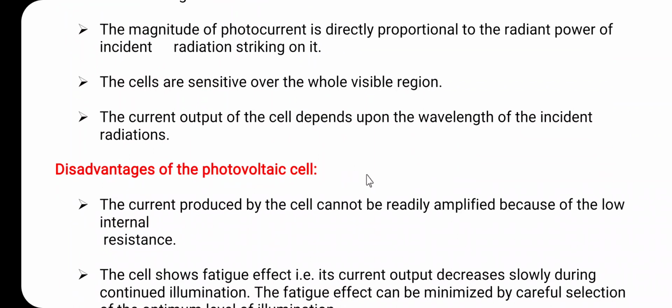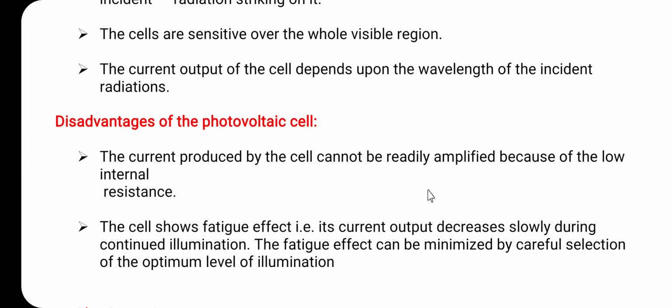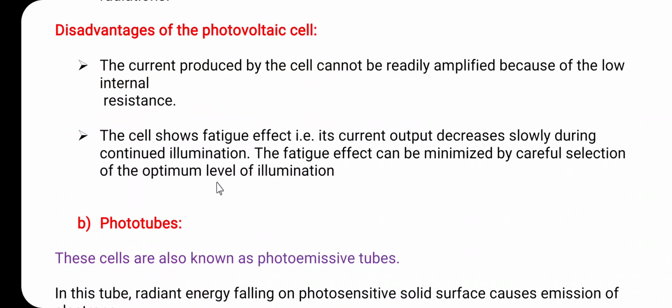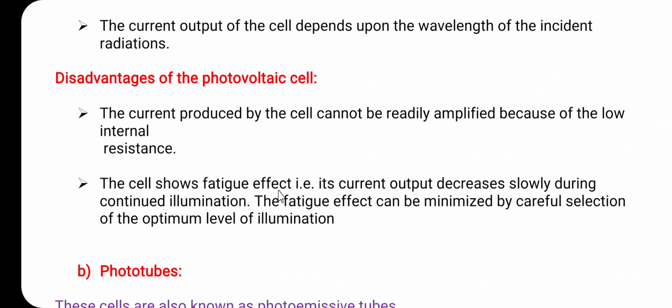So, here let us consider disadvantages of the photovoltaic cell. It has a few disadvantages. Let us consider one by one. The current produced by the cell cannot be easily amplified because of the low internal resistance. So, this is the first drawback or limitation. The second one is that the cell shows a fatigue effect, that is, its current output decreases slowly during the continued illumination. So, when we use the cell for a longer time, then it shows the fatigue effect. The fatigue effect can be minimized by careful selection of the optimum level of the illumination. So, these are the two main disadvantages of the photovoltaic cell.